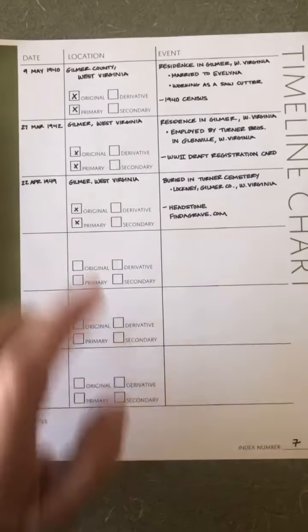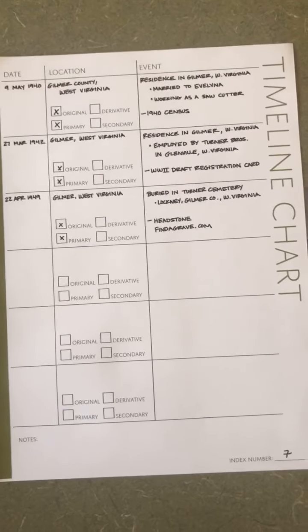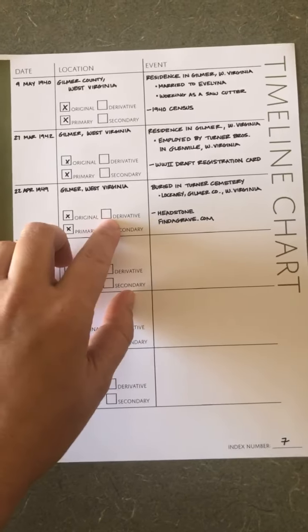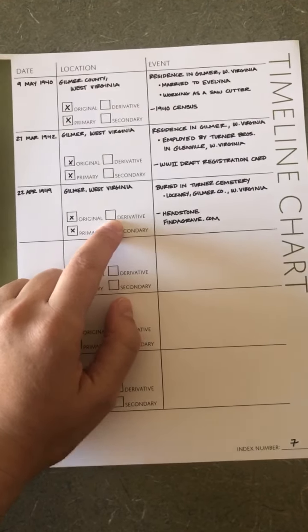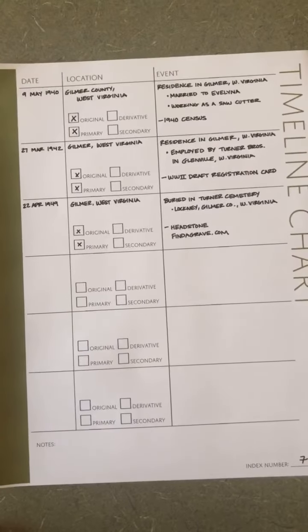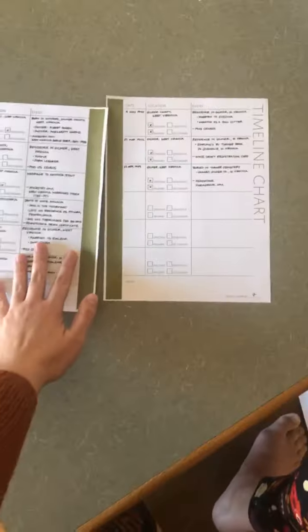If I only can see the indexed information that somebody puts in and not necessarily a photo of the headstone, then I might consider that a derivative. Because again, I'm not looking directly at the record, in which case this record is a headstone. So that is the timeline chart page.